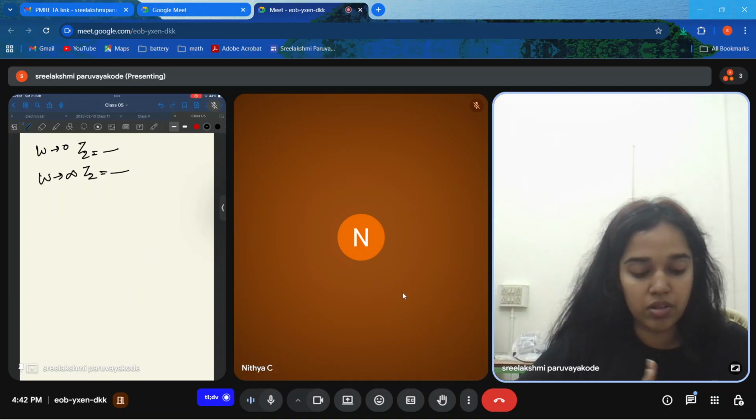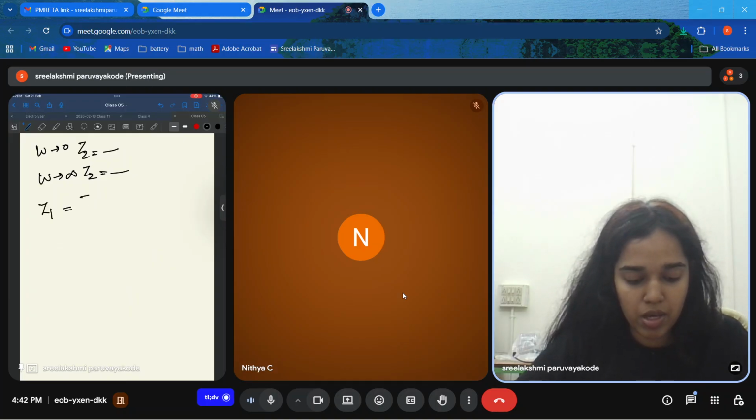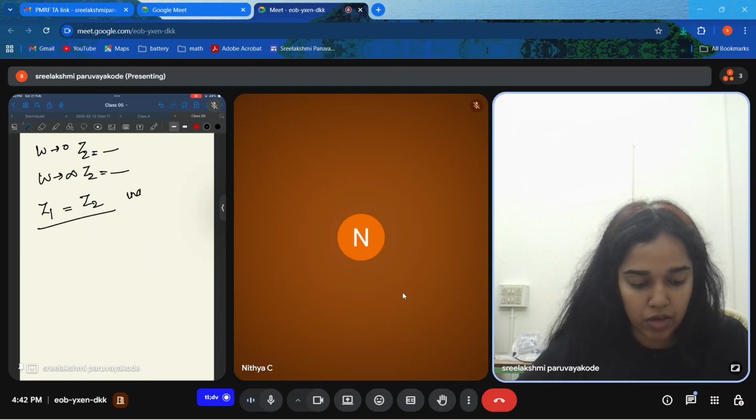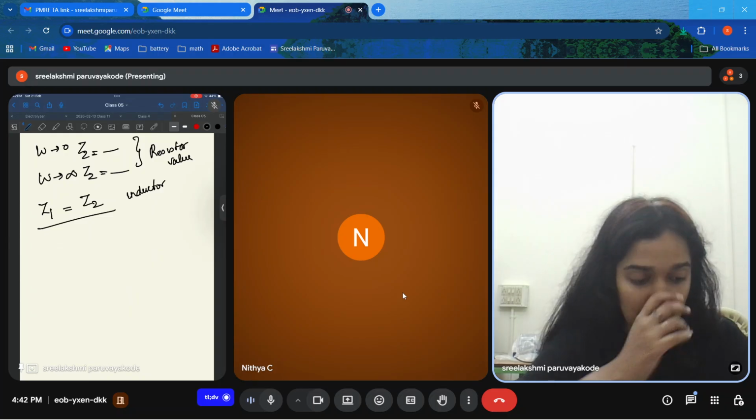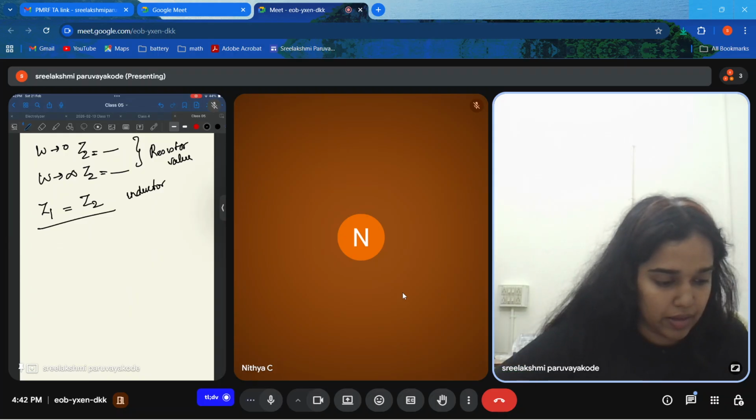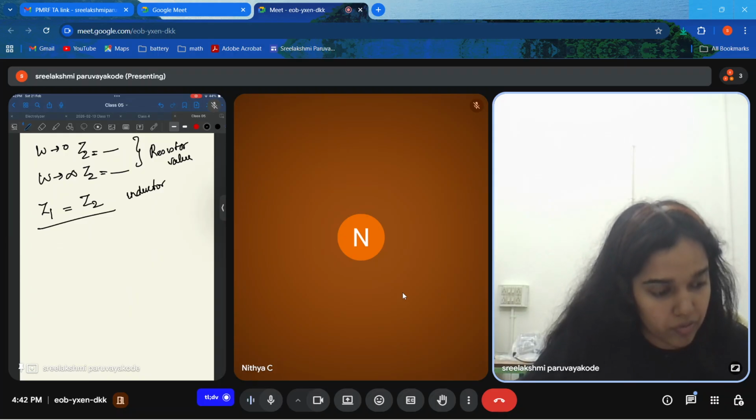Then you have three equations. So Z1 total will be equal to Z2 total. If you equate it, you will find out the inductor value from this. So these two can be used to find out the resistor value. Same like the previous question. It is a similar one, so you have to do it carefully.